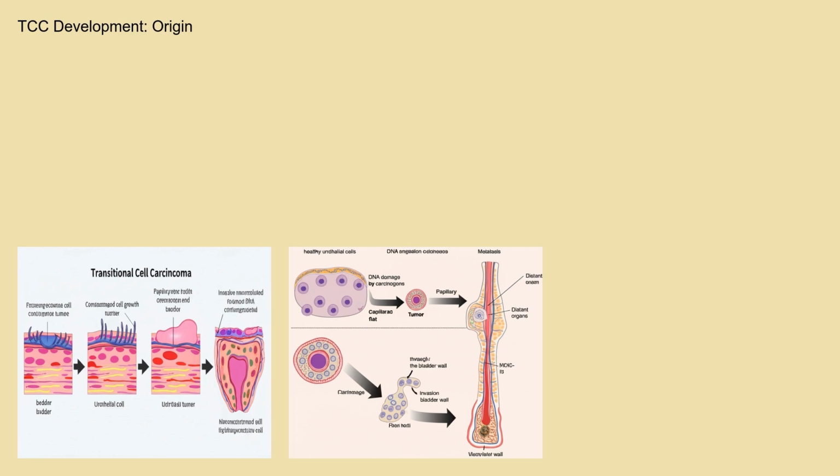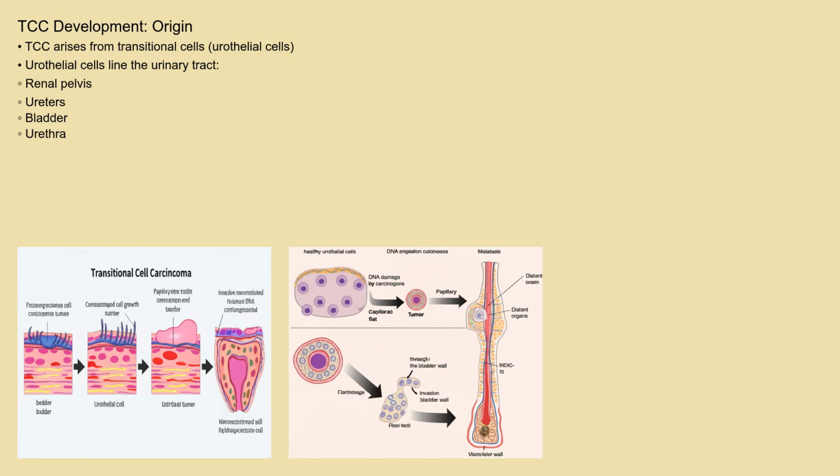Now, let's understand how TCC develops. Transitional cell carcinoma arises from the transitional cells, also called urothelial cells, that line the urinary tract, including the renal pelvis, ureters, bladder, and urethra. These cells are unique because they can stretch and contract without leaking, allowing the urinary tract to expand as it fills with urine. The carcinogenic substances damage the DNA of these cells, leading to uncontrolled growth and the formation of tumors. These tumors can be papillary, meaning they grow like small mushrooms into the bladder lumen, or flat, often indicating a more aggressive form of the disease.